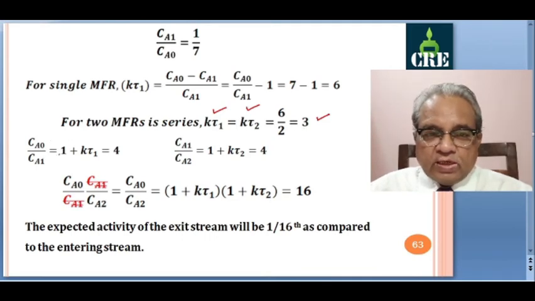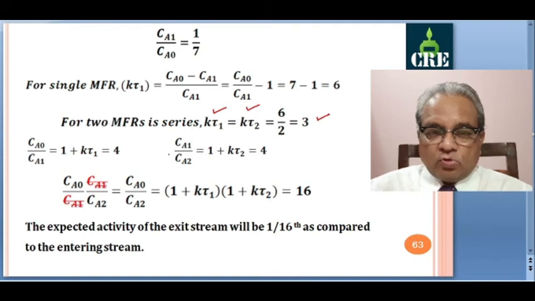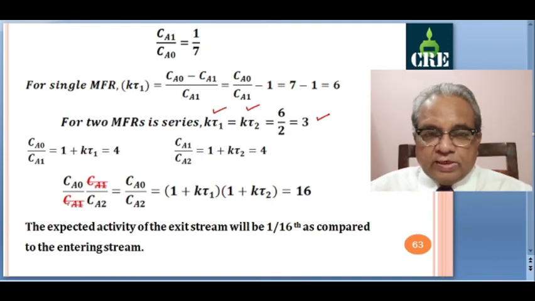So Ca0 by Ca1 is 1 plus K tau 1. Similarly, Ca1 by Ca2 is 1 plus K tau 2. And these values are 3. So in both cases, this ratio is 4. So Ca0 by Ca1 multiplied by Ca1 by Ca2 gives you Ca0 by Ca2. So (1 plus K tau 1) into (1 plus K tau 2) is 16. So Ca0 by Ca2 is 16. That means the expected activity of the exit stream will be 1/16th as compared to the entering stream.